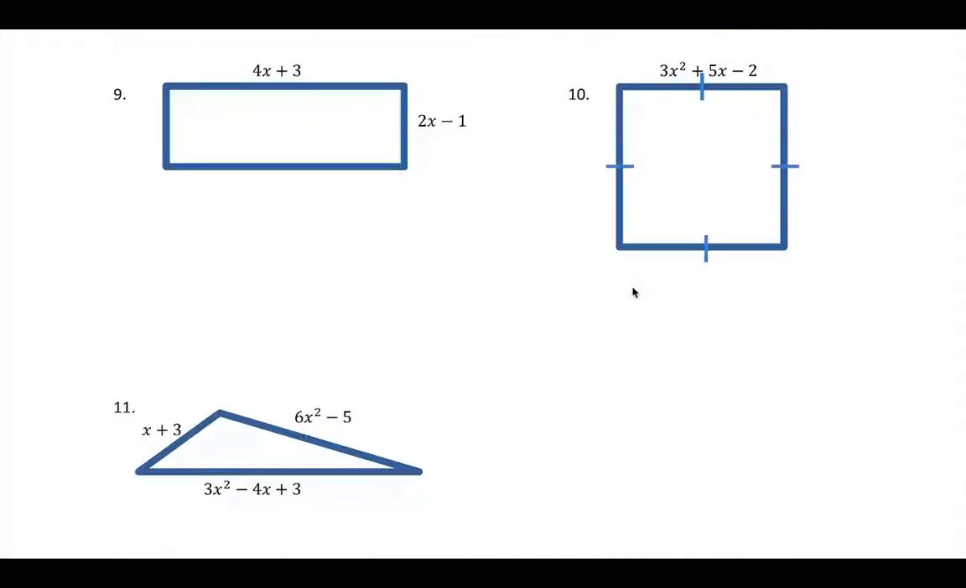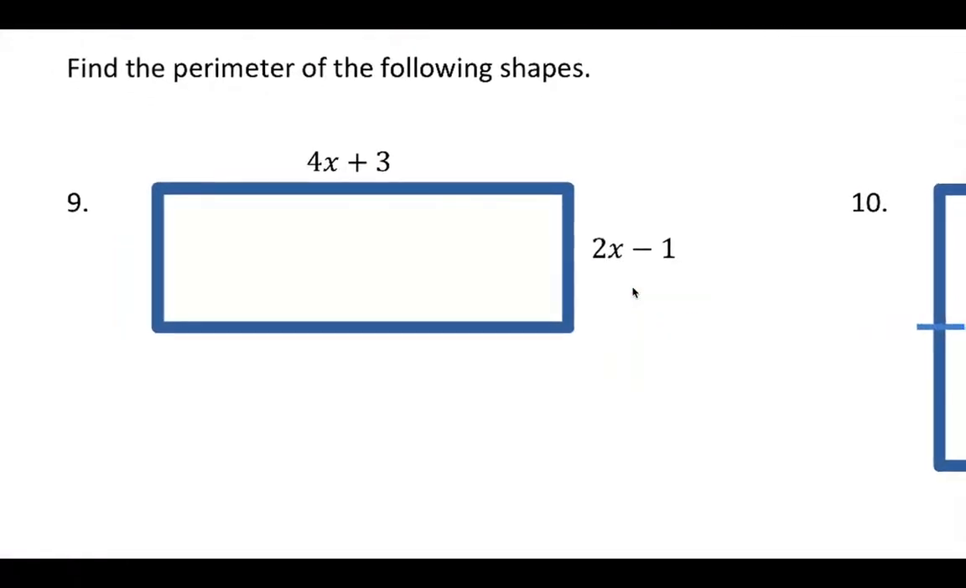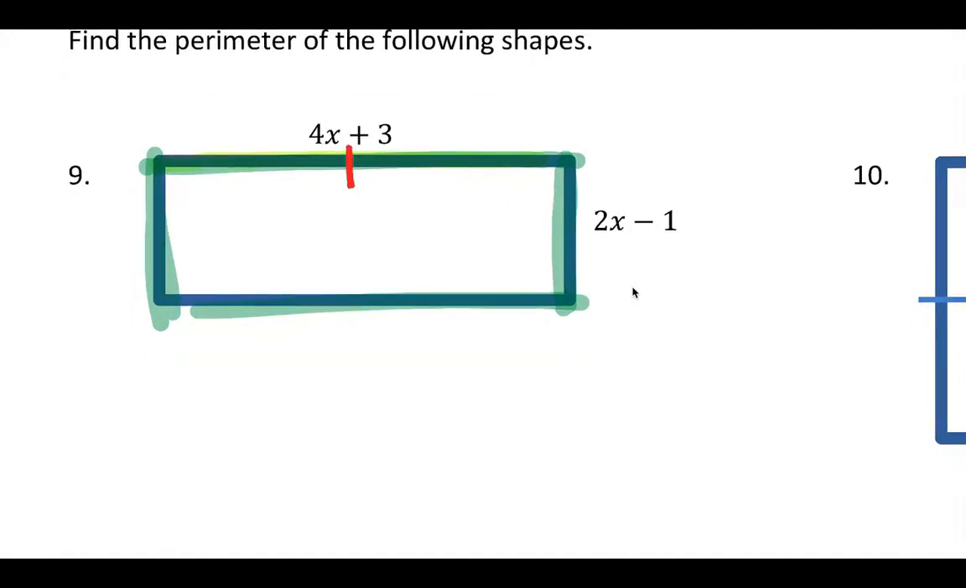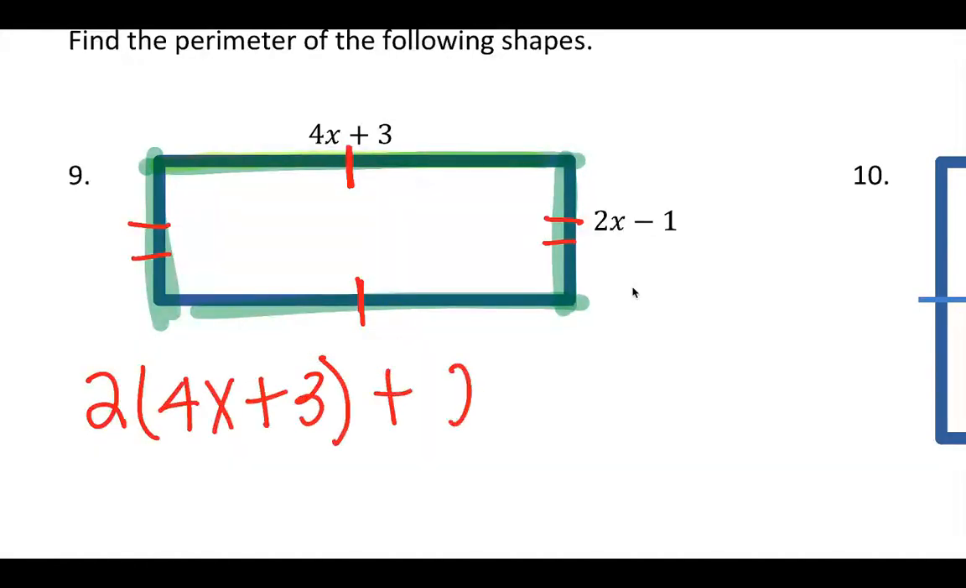Okay, let's try some of these problems. It says find the perimeter of the following shapes. So remember, for a perimeter, I'm going around the rim. So I'm really adding this side plus this side plus this side plus this side. I'm adding all of these up. So I really have this side and this side are the same, and this side and this side are the same. So I have 2 of the 4x plus 3, plus I have 2 of the 2x minus 1s.